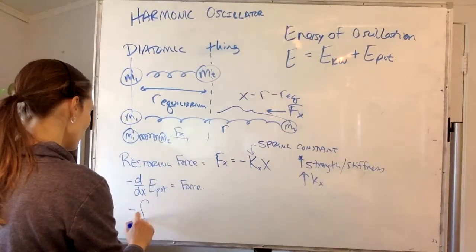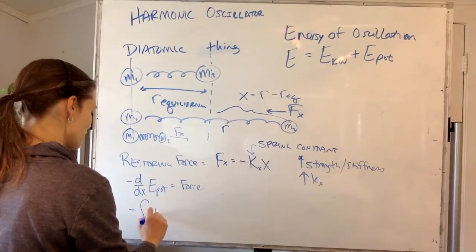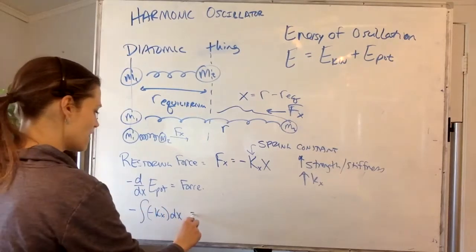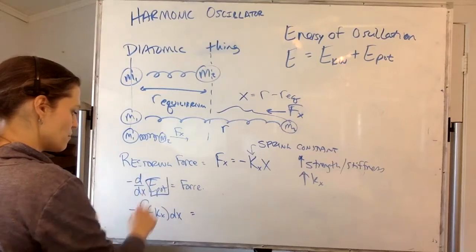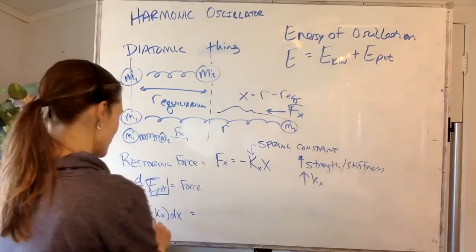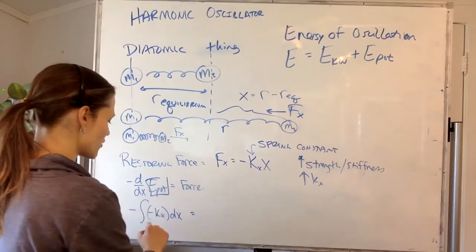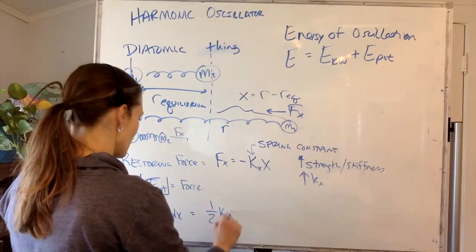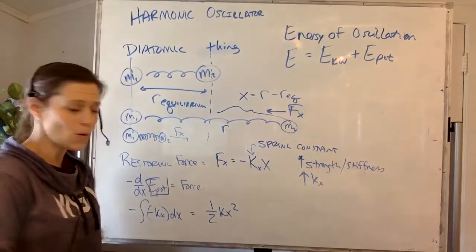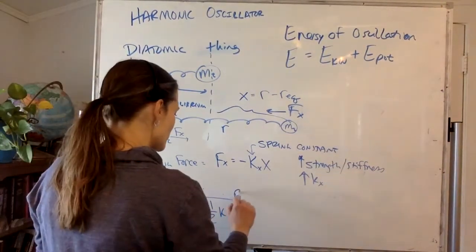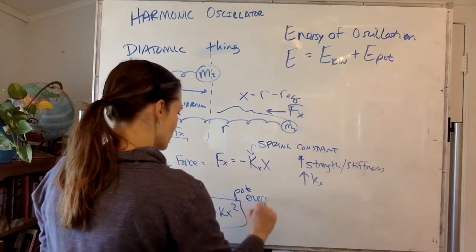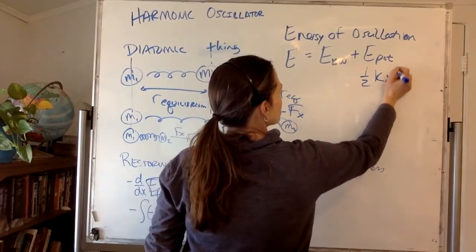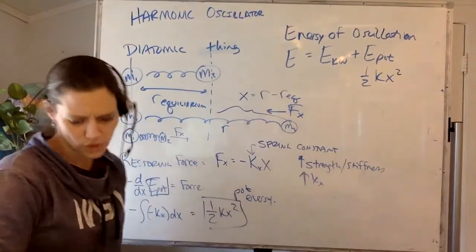So if we take the negative integral of negative kx dx, what we get is the potential. So that is negative, negative, which makes it a positive. So the integral of kx dx is just 1/2 kx squared. Cool. So this is our potential energy, 1/2 kx squared. Okay, so this is where Hooke's law comes from.